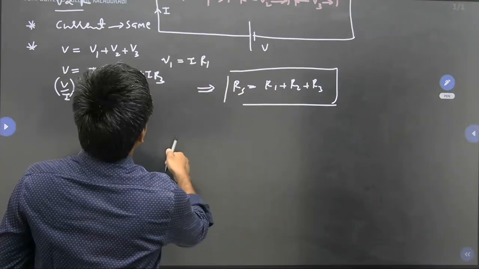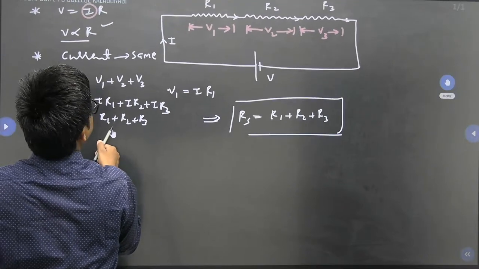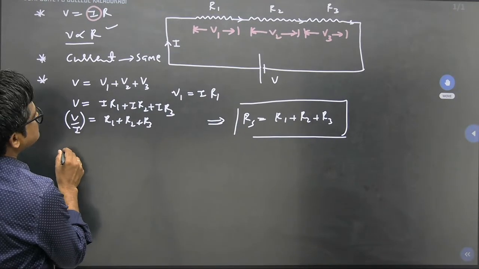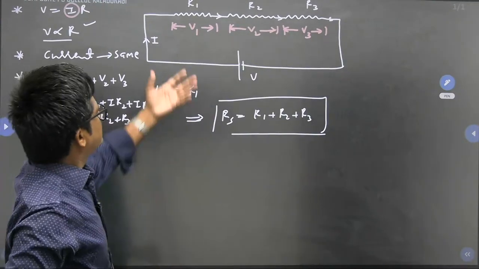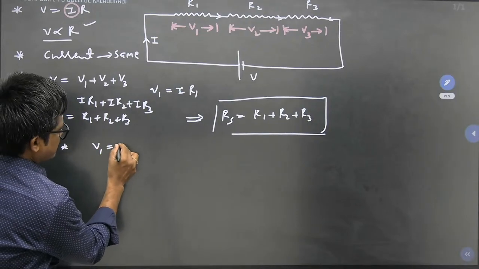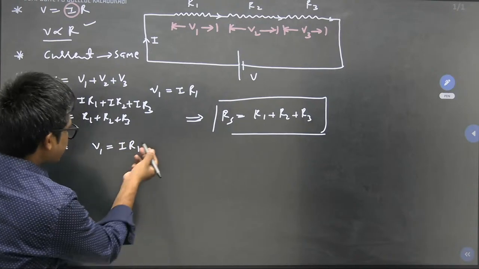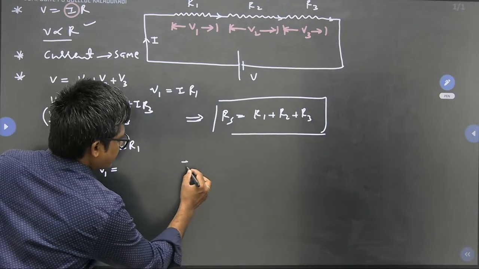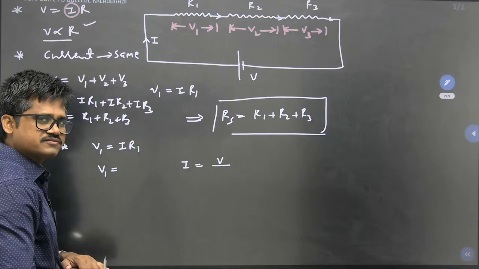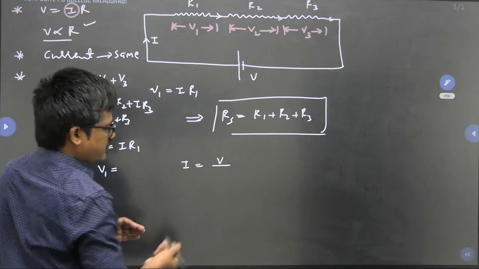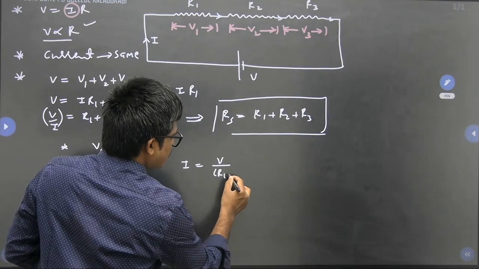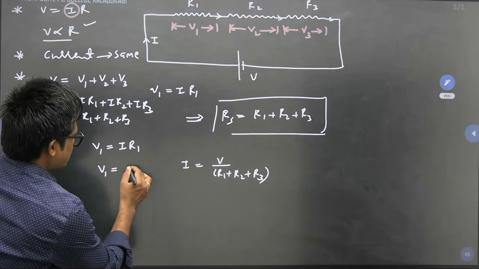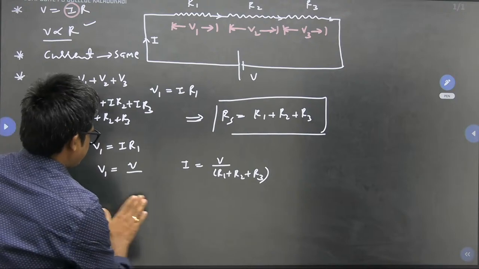See, what is the potential difference across this? How do you write V1? Can I write V1 as I into R1? You can write. What can I be written as? Total current can be written as total voltage applied divided by effective resistance. Right or not? What is effective resistance here? This is R1 plus R2 plus R3. Got my point? So in place of I, can I write V divided by this?